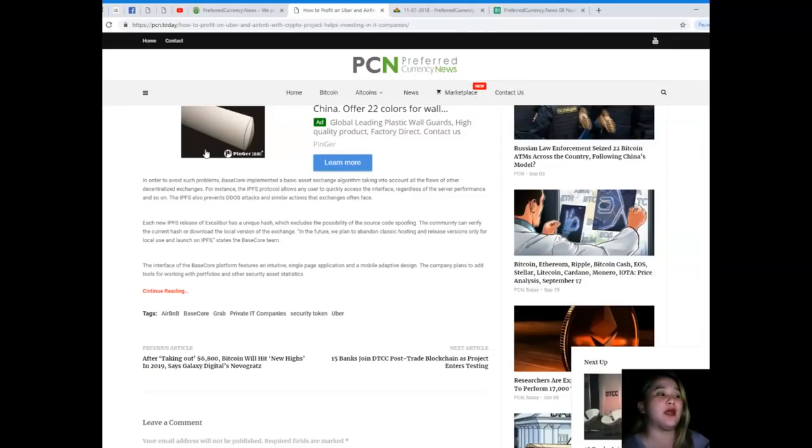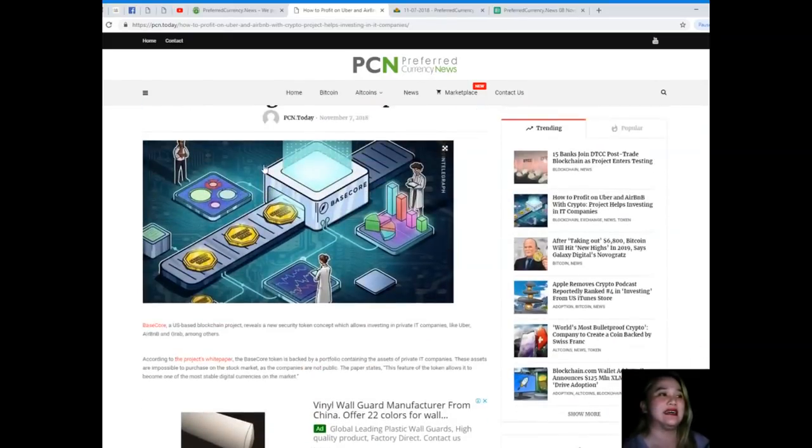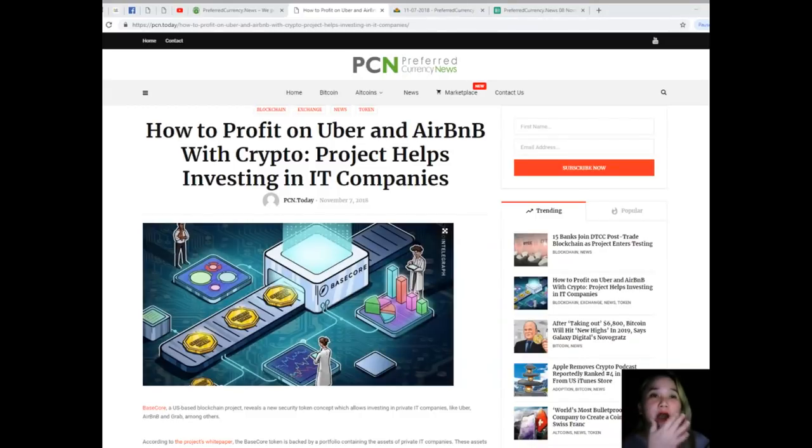The interface of the Basecore platform features an intuitive single-page application and a mobile-adaptive design. So the company plans to add tools for working with portfolios and other security asset statistics. Among the upcoming updates is a dashboard with a detailed balance, the ability to make private exchanges using a hash, conditional execution of automatic orders, the ability to create fiat deposits through the creation of an inner stable coin, and much more. Moreover, the Basecore platform will include a verification mechanism ensuring compliance of token vendors and accredited status of token buyers, in addition to the standard know your customer and anti-money laundering procedures.